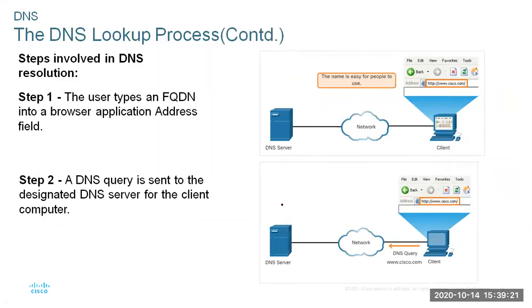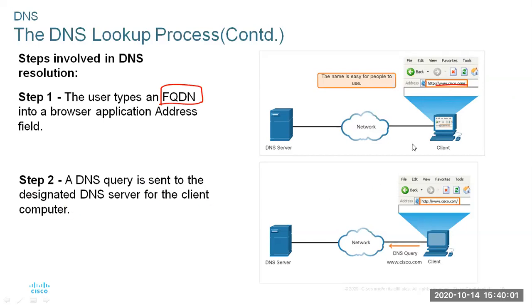Now, let's look at the steps that are involved in this lookup. The first step is that the user types the fully qualified domain name. FQDN stands for fully qualified domain name, and that is like putting the whole domain name, cisco.com, for instance. When we have www.cisco.com, that's the fully qualified name. So the user types this domain name in the browser. Then step 2, a DNS query is sent to the designated DNS server for the client computer.